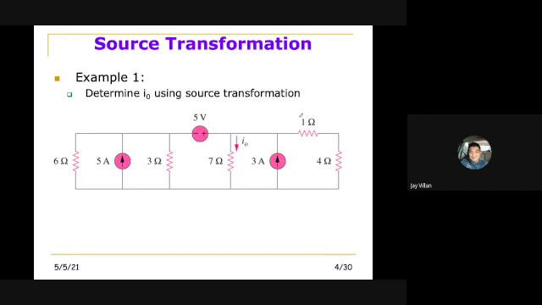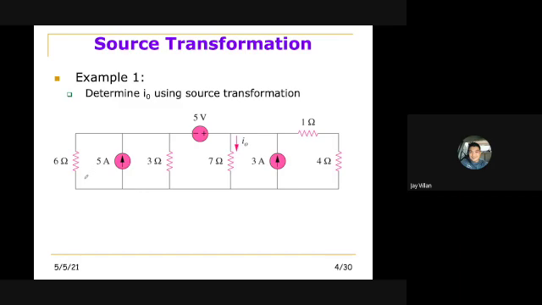Okay, so here, determine Io using source transformation. Right, so what are we going to do? Notice that there is already this current source that is connected in parallel with your 6 ohm resistor, and in this case you also have two resistors, 1 and 4 ohms, connected in series, which are in parallel with your 3 ampere current source.